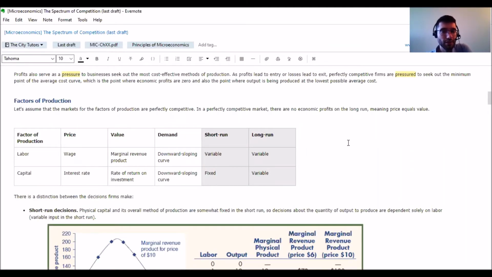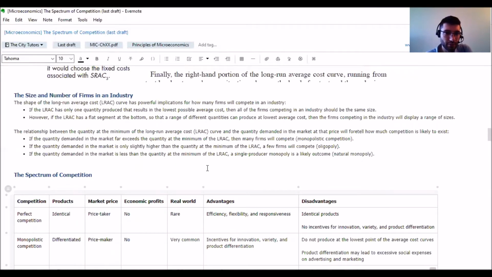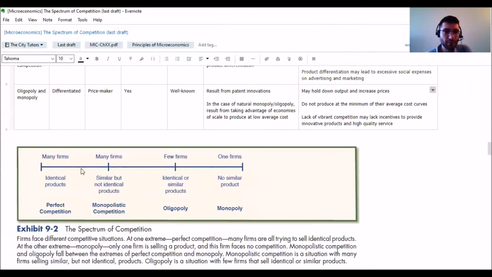So I'll be continuing the topic that I started last week, which is the spectrum of competition. I have it right here in a graphical form.